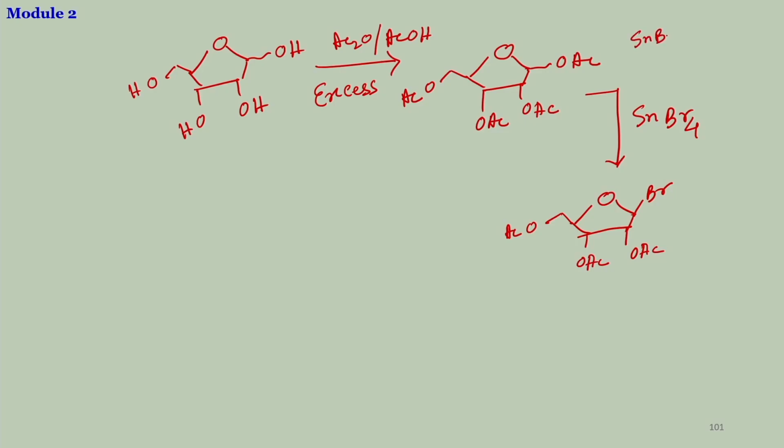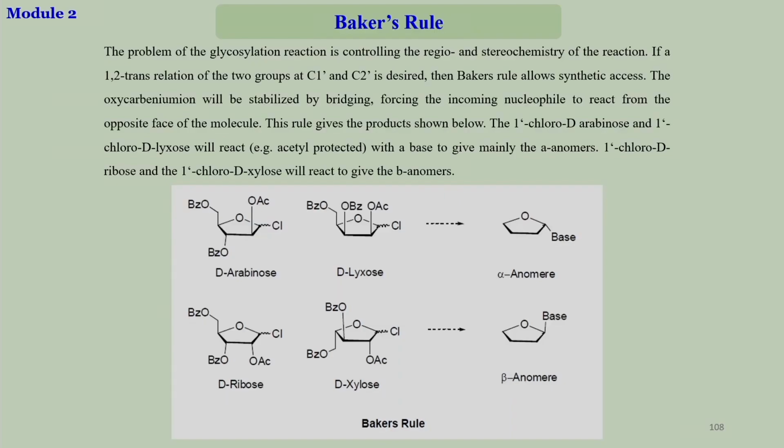SnBr4 is a kind of Lewis acid. So the lone pair of electrons will go there, eliminating Br minus, and this Br minus reacts here. Ideally, if the acetate is up the plane in the beta position, then as a nucleophilic substitution rule your Br minus should have come from the opposite side, but it does not happen. No matter what you use there, be it beta or alpha, you always get a beta isomer of this compound, and this comes from the rule which is known as the Baker rule.